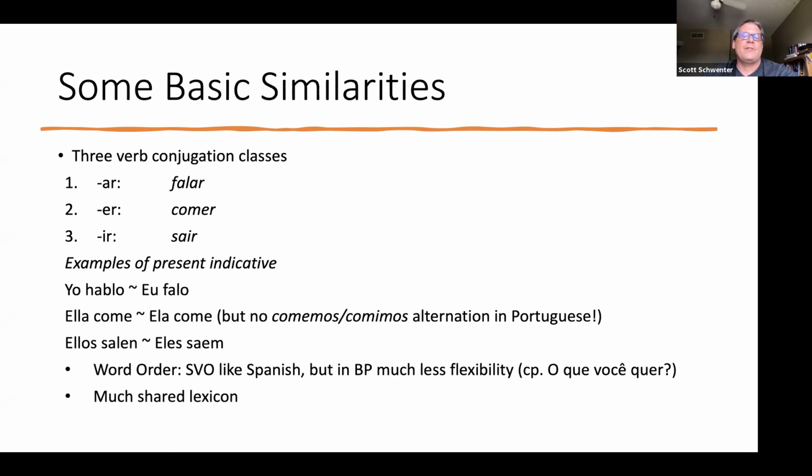Okay, so let's talk about some similarities before we get to any differences. You'll be happy to know that there are 3 verb conjugation classes, just like in Spanish: AR, ER, and IR. Taking the normal verbs that we use for illustrating these, falar, which is hablar, comer, which is the same, right? And sair, which is salir in Spanish.